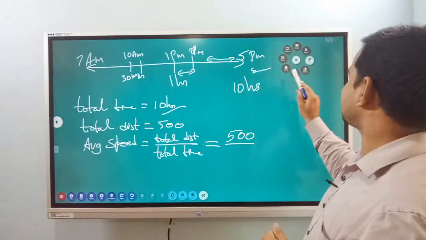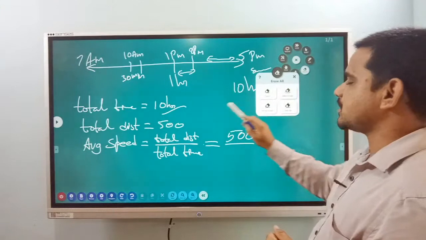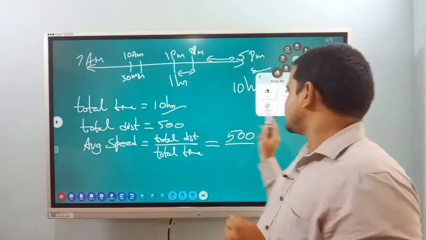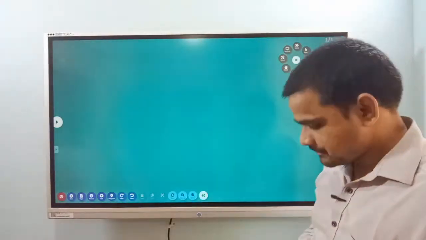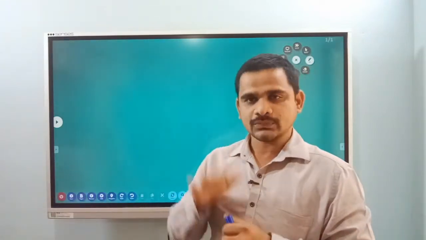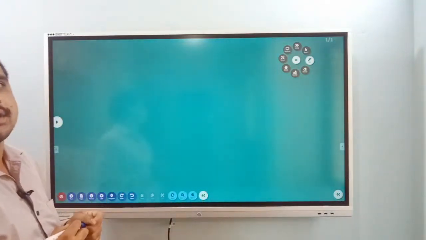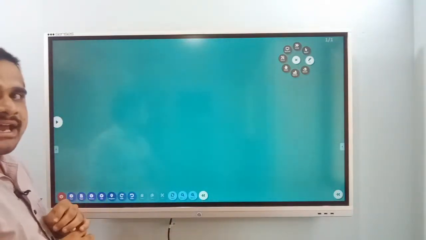Okay, right, fine. This is the one example. What I mean to say here is, during the time of journey, 100% we have to consider the total time here. Even though you have taken some halting, even that time you have to consider. This is average speed. What is average speed and average velocity?